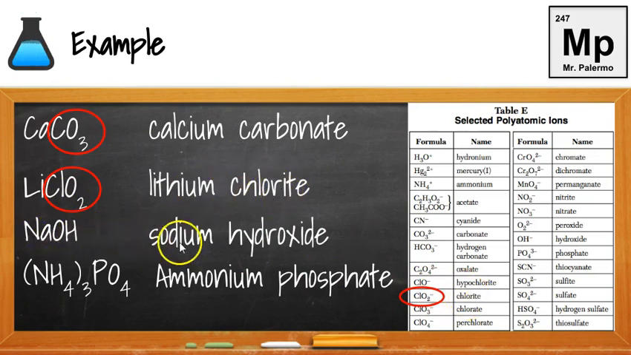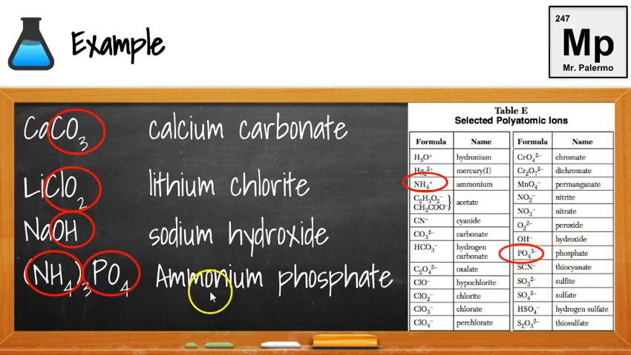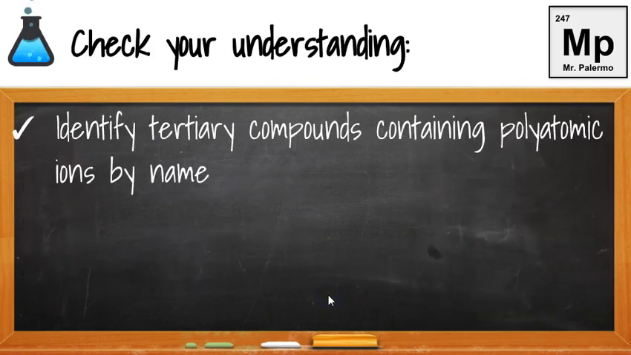Next one, Na is sodium. I look up OH. OH says hydroxide, so this is sodium hydroxide. The next one here, we have two polyatomic ions put together, and we can do that, they're both ions. So we look the first one up, which is NH4, and that's ammonium, so I write ammonium. And then PO4, I look that up, and that says phosphate, so this compound is named ammonium phosphate. Let's check your understanding.